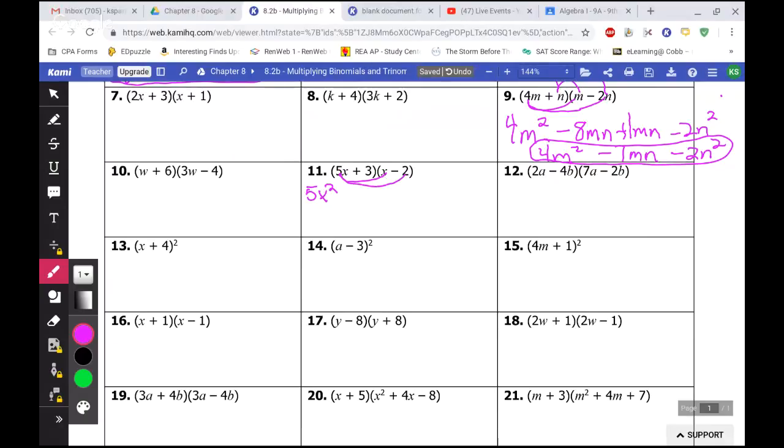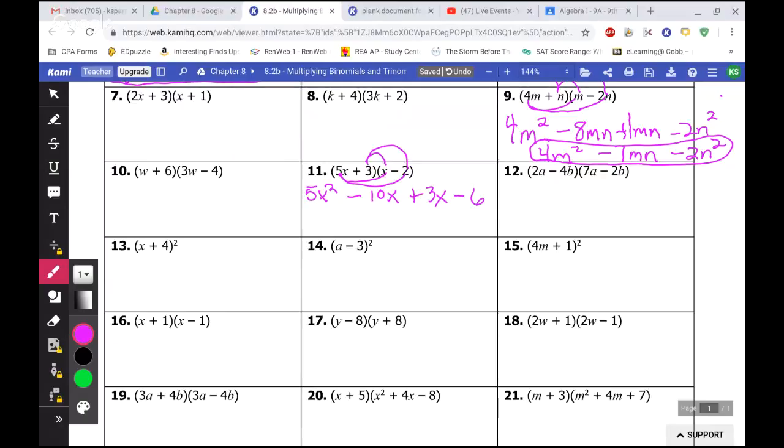That's going to be 5x times a negative 2. That's going to be negative 10x. And then we've got inner, which is a positive 3x. And now we've got last, which is going to be negative 6.